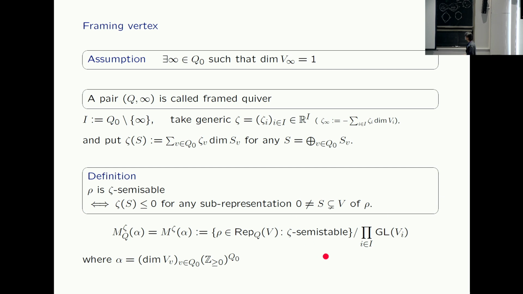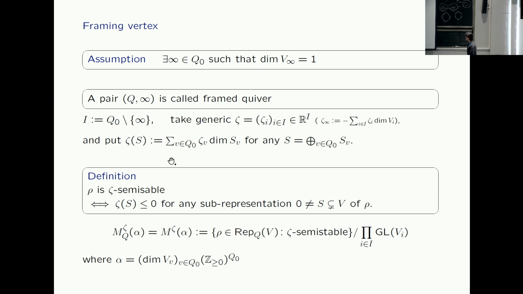And we assume that some components are one dimensional. And then this special vertex is called the framing vertex. And the pair of quiver and framing vertex is called the framed quiver.